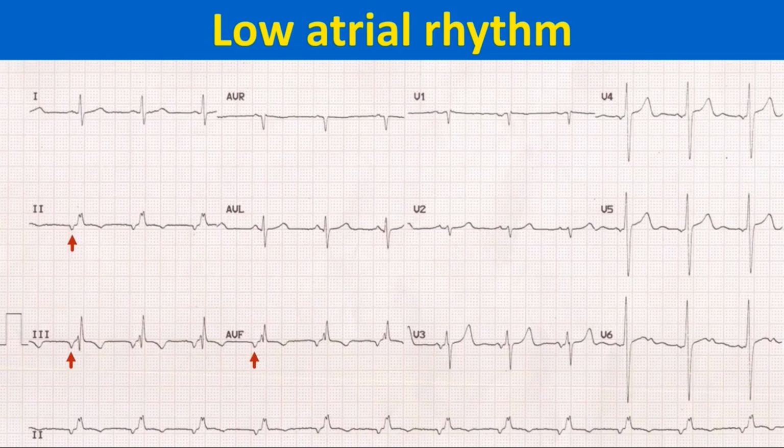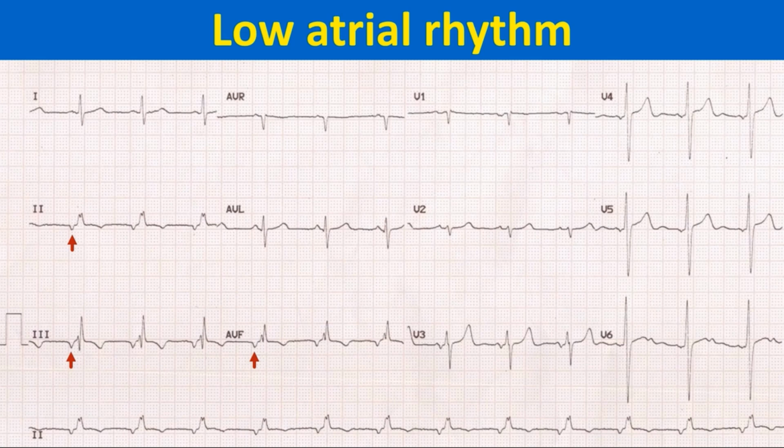Low atrial rhythm manifests with inverted P waves in inferior leads. It may be seen in sinus venosus atrial septal defect. This ECG shows inverted P waves in inferior leads 2, 3 and AVF. This indicates that the atrial activation is spreading from below upwards.